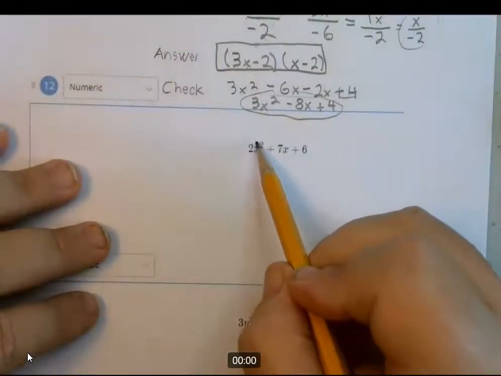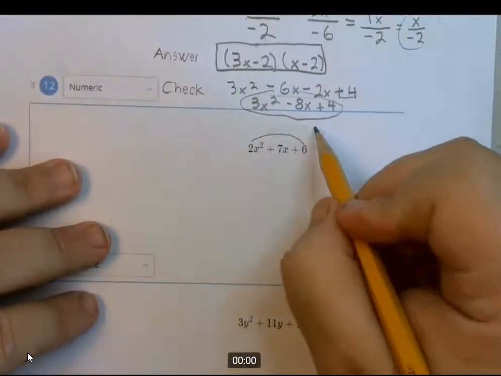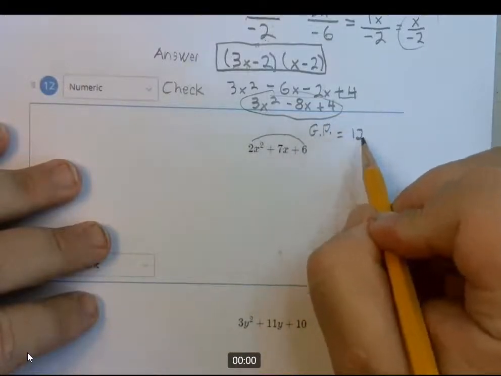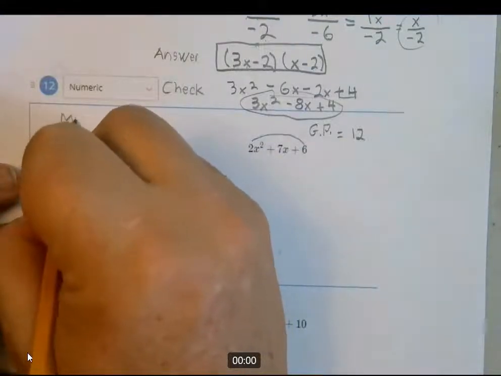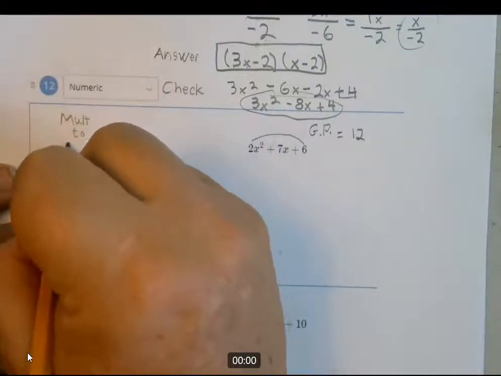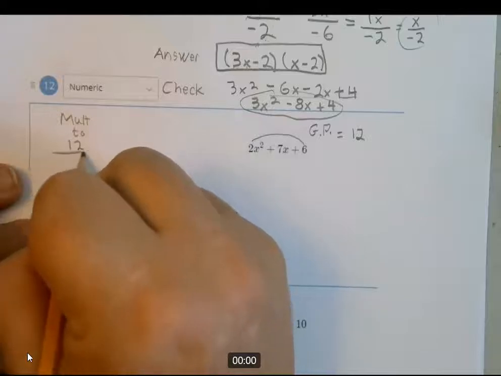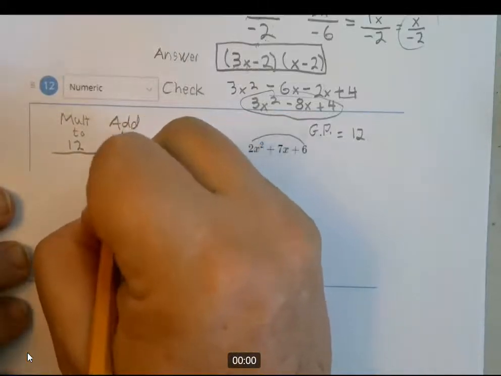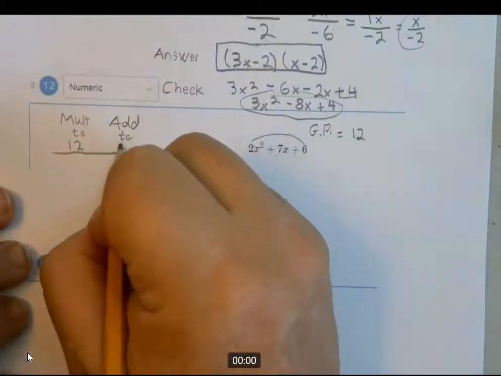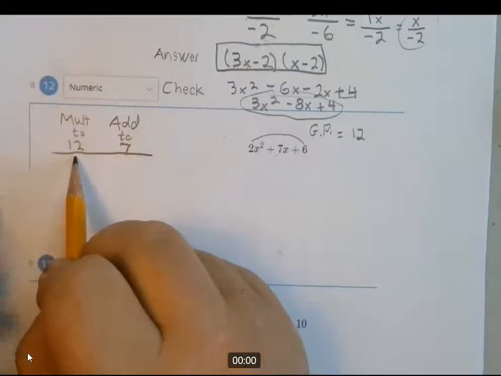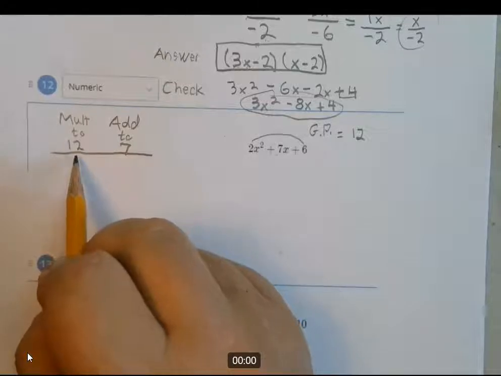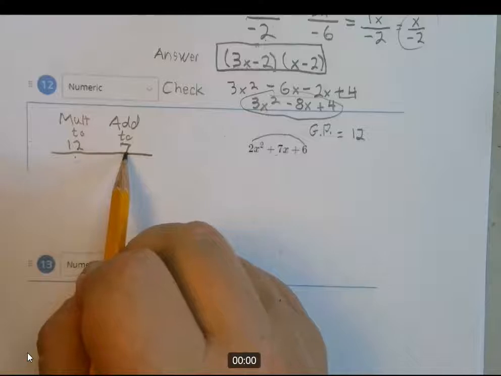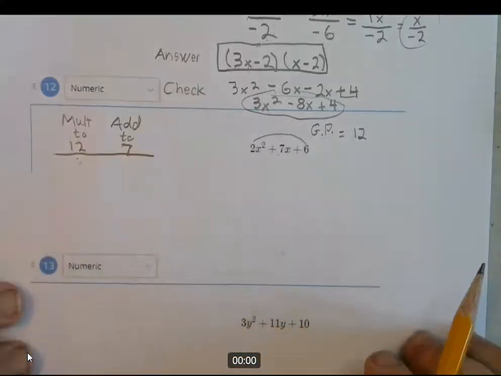Let's do it a little faster. The grand product is these two, so I'm just going to abbreviate that GP. Grand product, that's 12. So come over here, you're going to multiply to 12 and you're going to add to 7. So to multiply to a positive number, both have to be positive or both have to be negative. Since they add up to a positive number, we know they're both going to be positive, so I'm only going to deal with positive numbers.